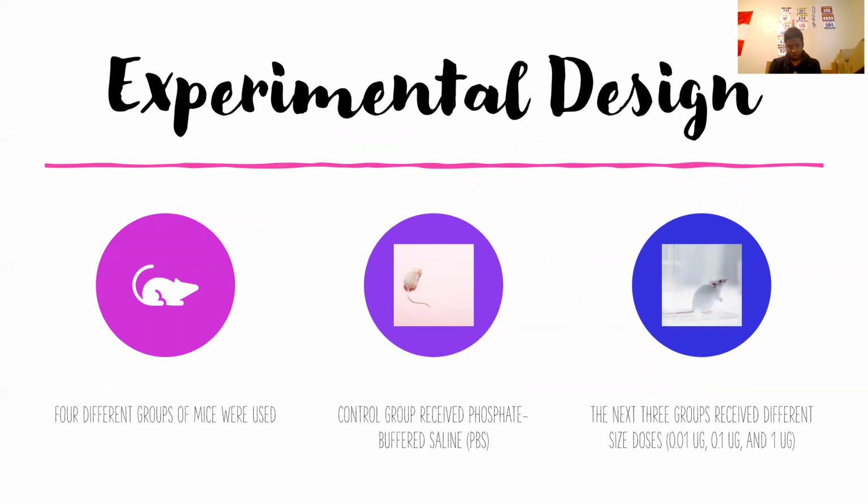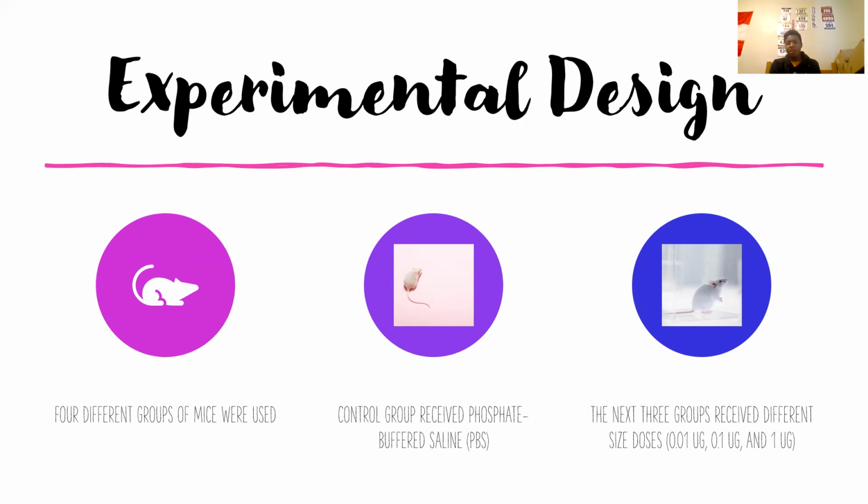So for this experiment that was run, there are 4 different groups of mice. One group was the control group, and they received phosphate buffered saline rather than the actual COVID vaccine. And then the next 3 groups received different size doses of the COVID vaccine. The doses given were 1/100th of a microgram, 1/10th of a microgram, and 1 full microgram.